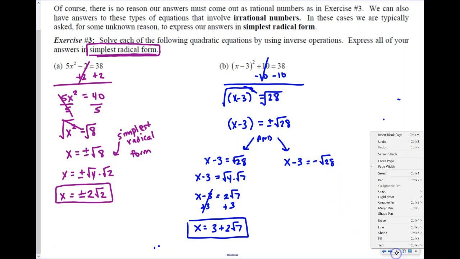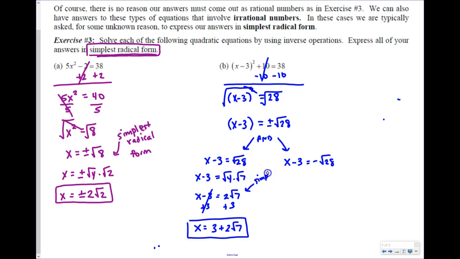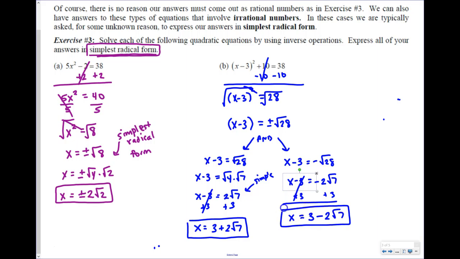Okay, I'm going to simplify my radical first. Now, I already simplified this radical over here. So see how I already simplified it? So all I have to do here is say, okay, I know this is actually negative 2 square root of 7. And then when I add the 3 over, you're going to see that I get x equals 3 minus 2 square root of 7. So oftentimes with radicals, you'll get a conjugate pair. It's the exact same thing, but one's plus and one is minus.